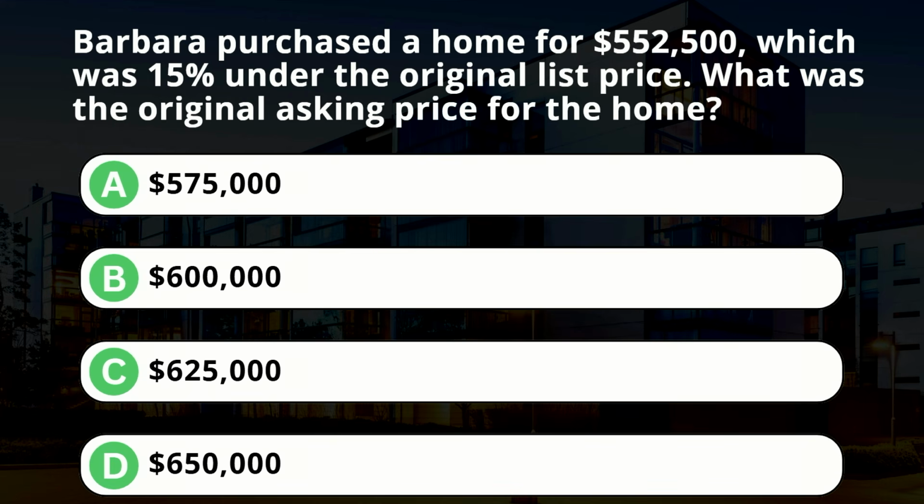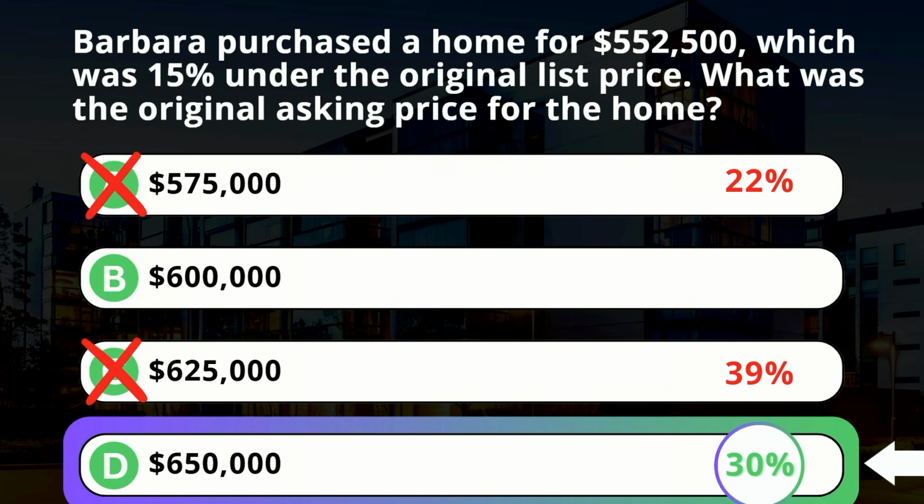And the answer is letter D, $650,000. Now look at this. 30% of our community got this number. Now what I'm going to do is go through the rationale and show you how we came to the answer. And if you also notice here, 22% of the community picked $575,000 and 39% of the community picked $625,000. So let's go into how to do this so you can understand where we came up with this answer.